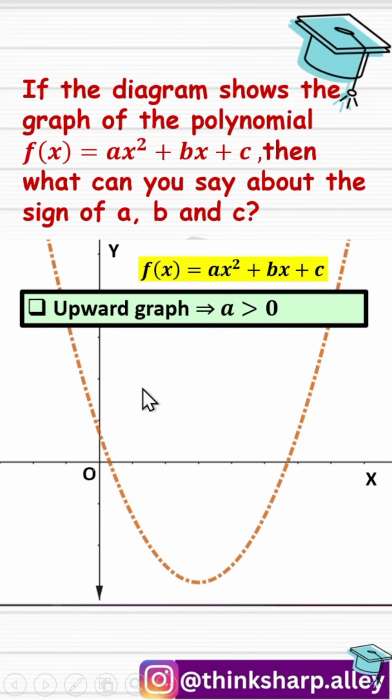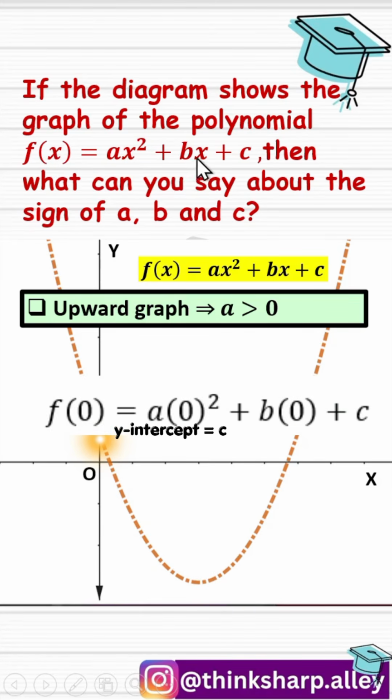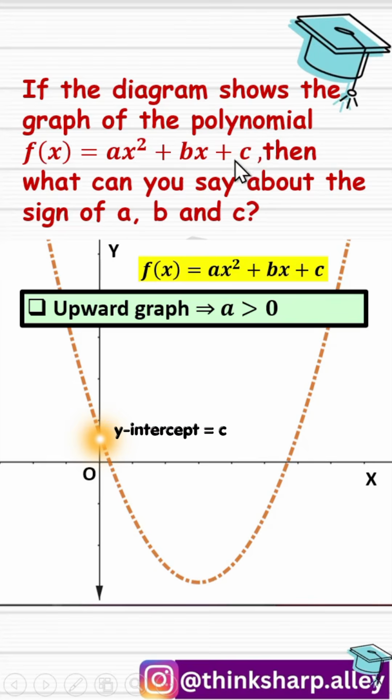Now look at the y-intercept. Do you know what the y-intercept is? Graphically speaking, the y-intercept is the point where the graph cuts the y-axis, which means this is the y-intercept. And in the polynomial, if we put x equal to 0, then we will get a into 0 squared plus b into 0, which means these two terms vanish, plus c. So f(0) is equal to c, which means c is the y-intercept. Remember, in a polynomial, the constant term gives the y-intercept.